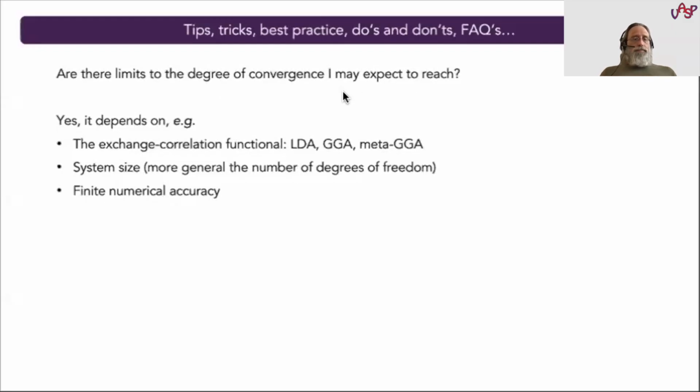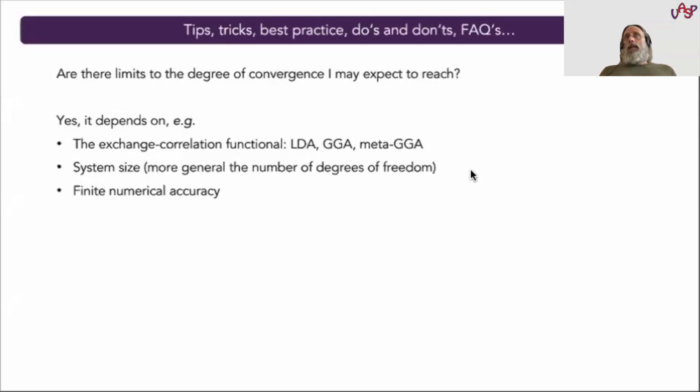Obviously, yes. We have addressed already a few points. Like I said, GGAs are harder to converge than LDA. Meta-GGA is even harder to converge than GGA. This is just heuristically speaking the case. Another thing that's easily understood is system size, or more generally, the number of degrees of freedom.